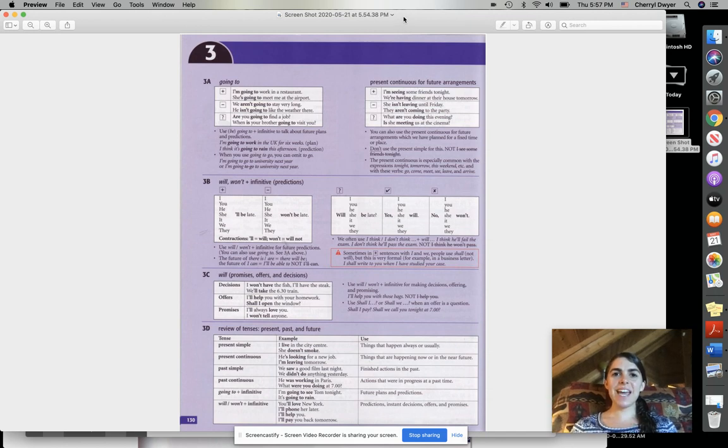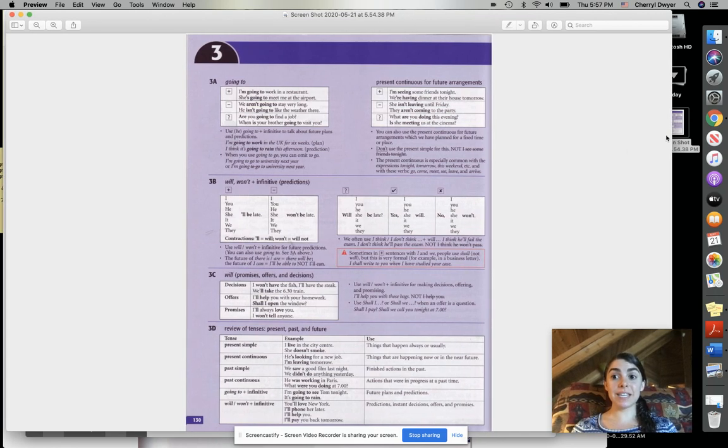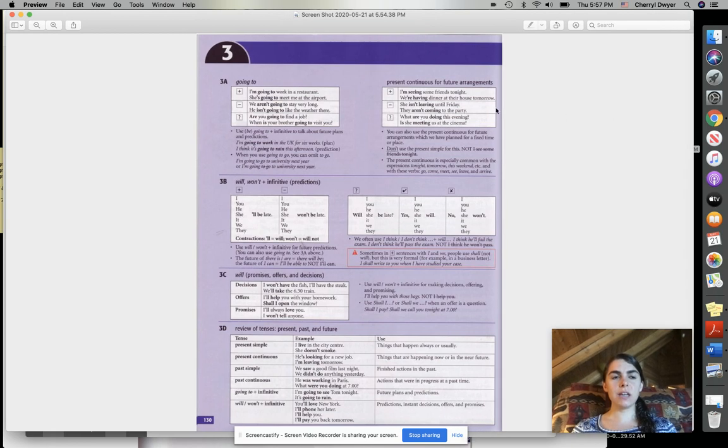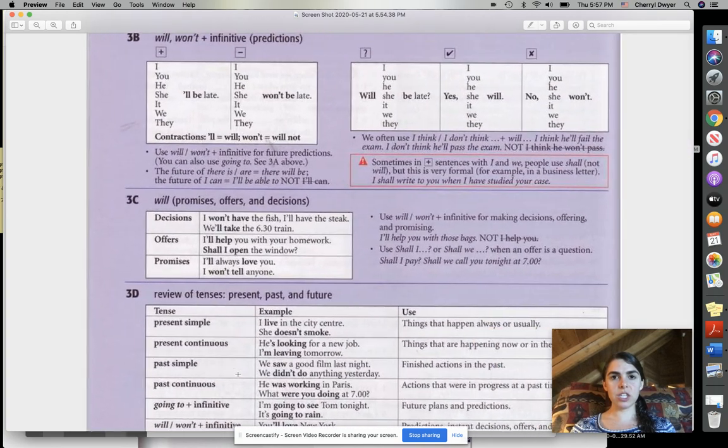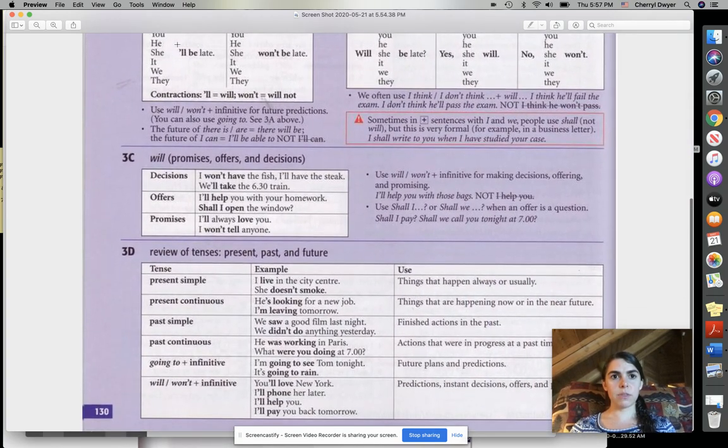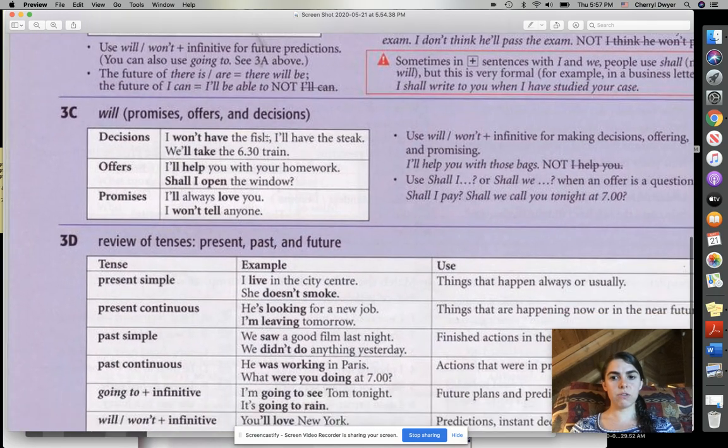Okay, today you have a grammar lesson, and this should be kind of review for you guys, but we're going to be talking about all the different tenses that you have learned so far. So it might be a little bit confusing. You might have to reach back into your memory and see what you remember. Okay, so this is on page 130 in your book if you would like to look along. We're going to be looking at this chart in 3D. Let me zoom in a little more for you.